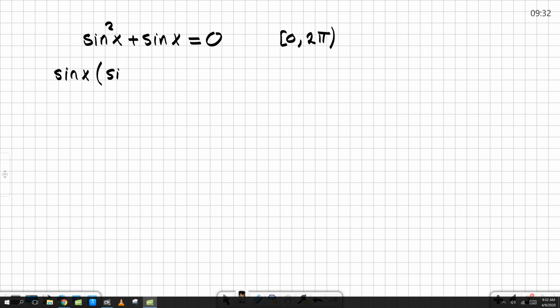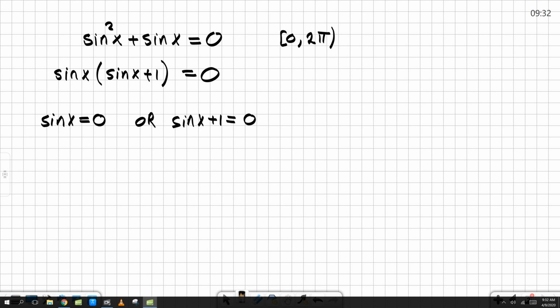We can factor out one sine of x out of both terms, and now we are just using the zero product principle, which means that I just have to find out when sine of x is equal to 0 or when sine of x plus 1 is equal to 0.